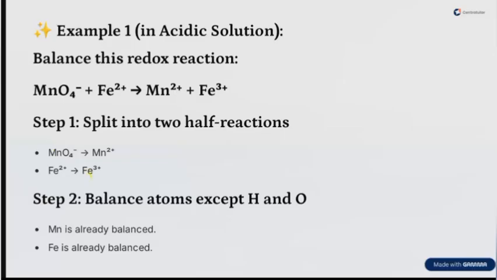Since both of them are equal, this other one is O. They say we should not balance O yet. We don't have H, but if we had H, we would not have balanced H also, because we must not balance O and H yet. It's only the other things that are not O and H that we balance. So for Mn, they are equal numbers. For Fe, they are equal numbers. So Mn is already balanced and Fe is already balanced. So the next step now.